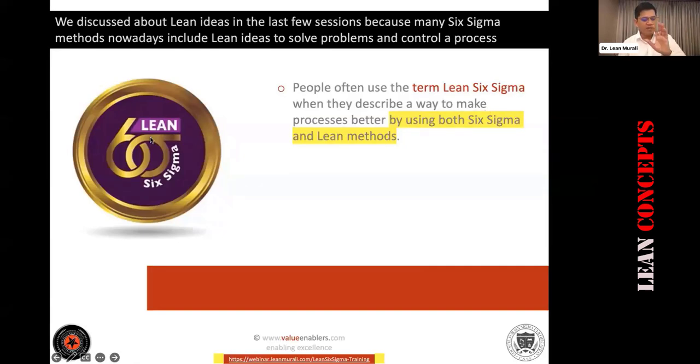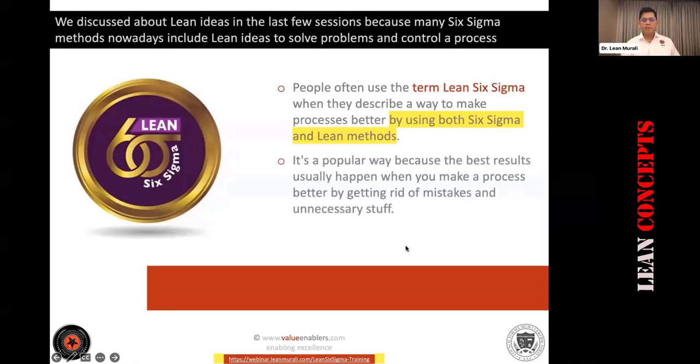Since we are dealing with Six Sigma, we will put Six Sigma on top and others underneath. People often use the term Lean Six Sigma when they describe a way to make the process better by using both Six Sigma concepts and lean methodologies, because the best results usually happen when you make a process better by getting rid of mistakes. I tell this a million times: whether you bake bread in the kitchen or make machines in the factory, a process is a process everywhere.